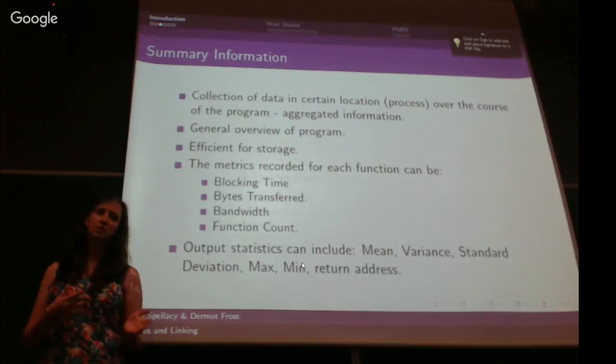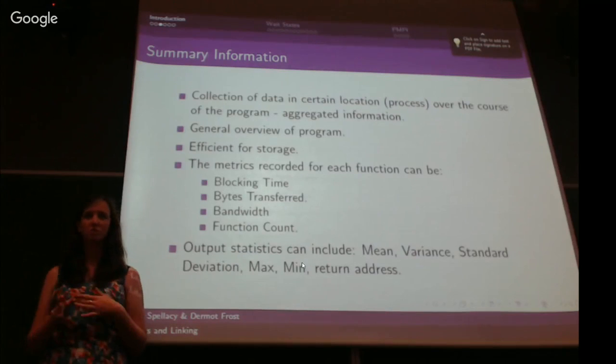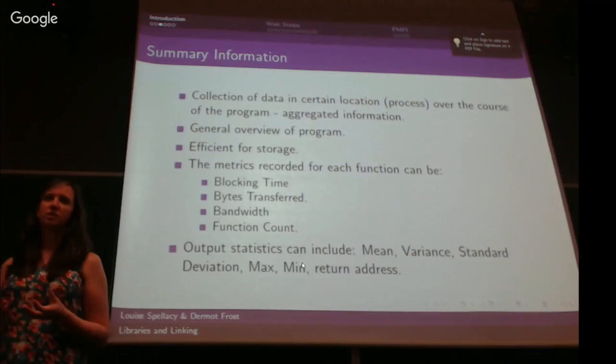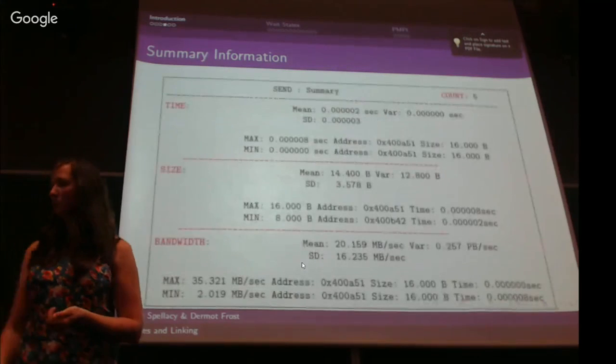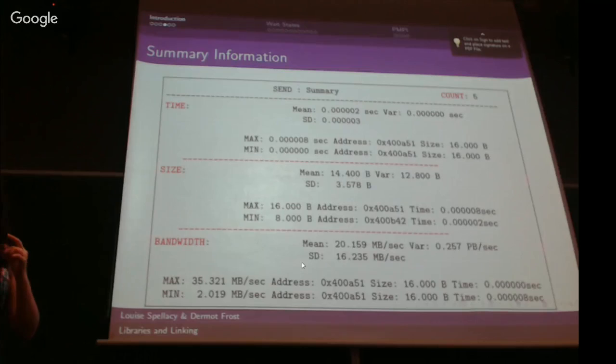A couple of statistics then you can get from your summary information would be mean, variance, standard deviation, max and min, and that type of thing. It just gives you an idea of what's going on overall. And then this is an example of a kind of summary information and kind of a tracer. It was kind of a mishmash of the two, but this is just a little bit of the output that I tried to give as a summary of what was going on in my code.